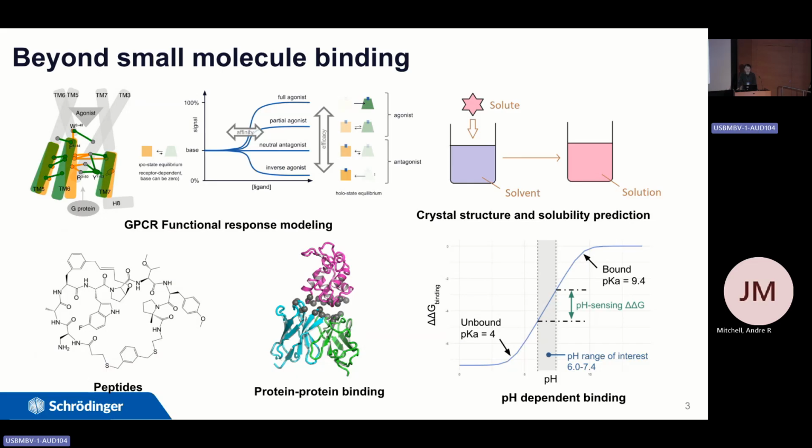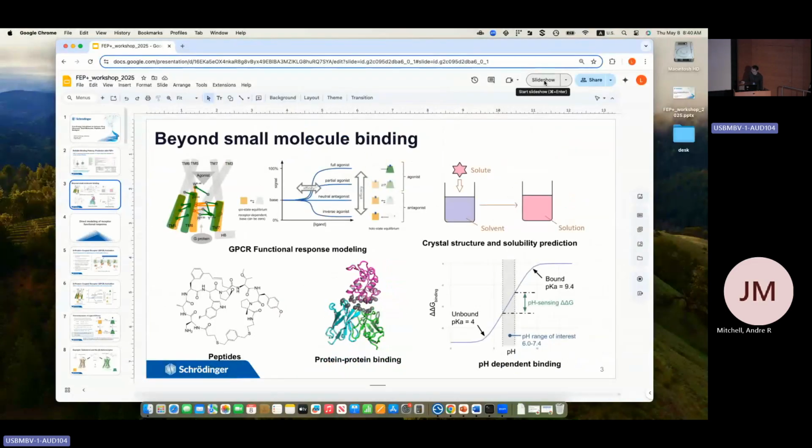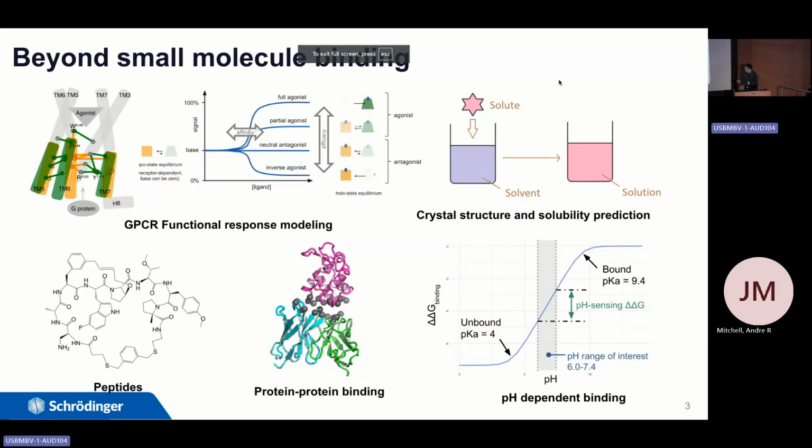much broader than small molecule potency prediction. So how can FEP calculations help other problems in drug discovery? For example, for many targets, particularly GPCRs, ligands with similar binding potency can have very different function response. Some can activate or enhance the receptor function, while others can inhibit or block receptor function. Those are called agonist and antagonist, respectively.